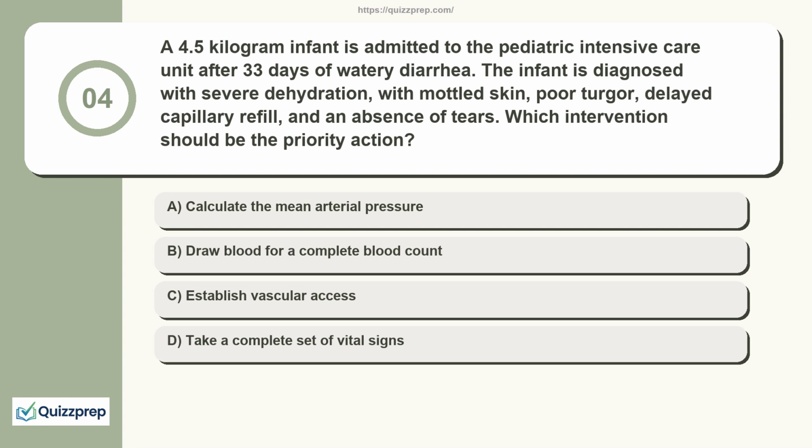Question 4. A 4.5 kilogram infant is admitted to the pediatric intensive care unit after 3 days of watery diarrhea. The infant is diagnosed with severe dehydration, with mottled skin, poor turgor, delayed capillary refill, and an absence of tears. Which intervention should be the priority action? Calculate the mean arterial pressure. Draw blood for a complete blood count. Establish vascular access. Take a complete set of vital signs.